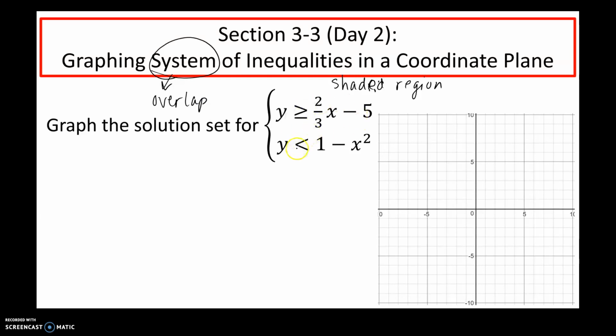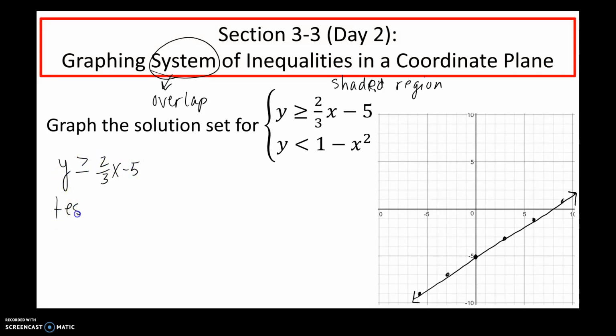All right, so my first one, I'm going to graph my line, y-intercept of -5, slope of 2/3: 1, 2, 3, down to left 3. Okay, it's a solid boundary line because it's greater than or equal to. Now, I like to graph both of them and then I do the shading, but we can look at them individually. Okay, so here's my line.